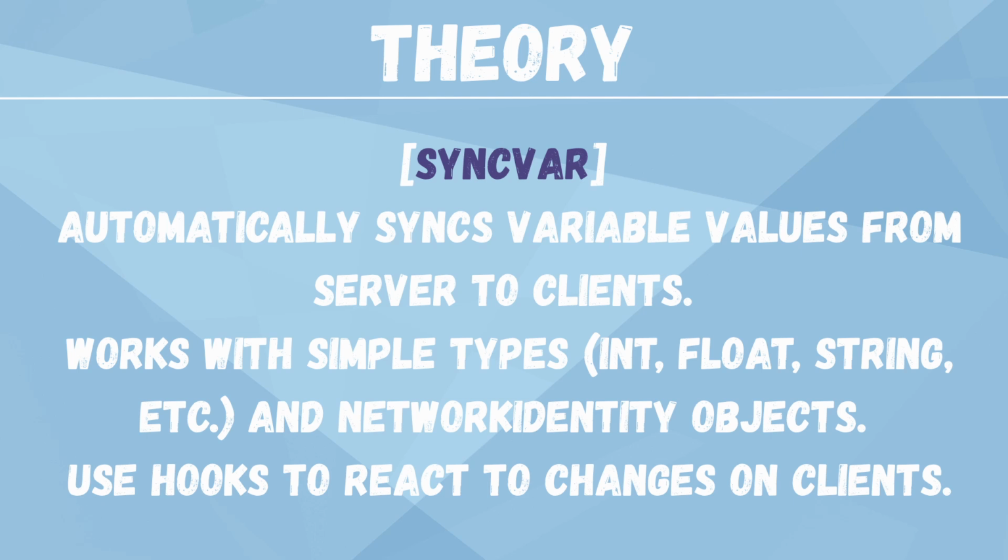SyncVars automatically synchronize a variable from server to all clients. Setting them from a client won't work. Keep in mind, null values cause errors. Supported types include int, float, string, Vector3, NetworkIdentity, and game objects with a NetworkIdentity. You can also use hooks to run client-side code whenever the value updates.